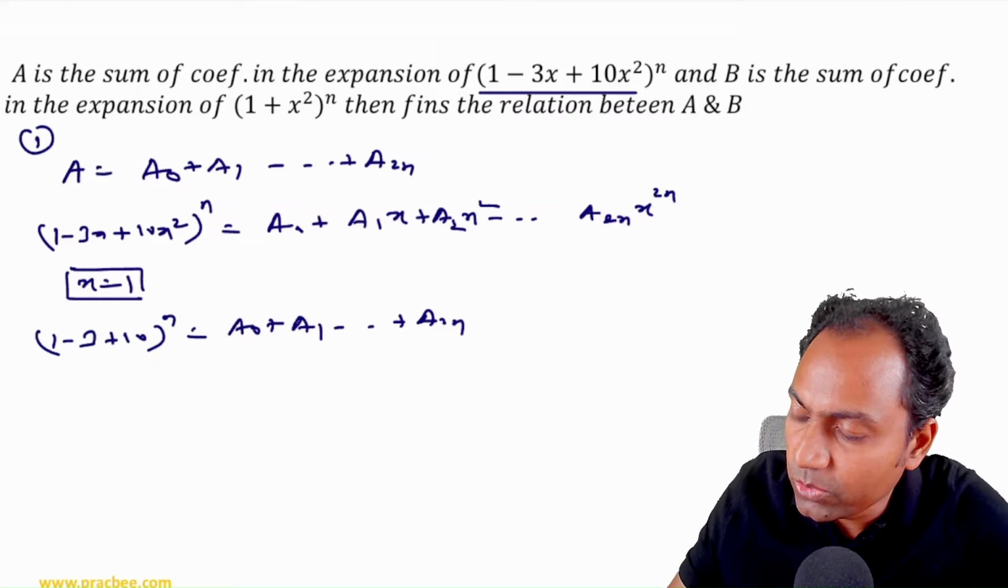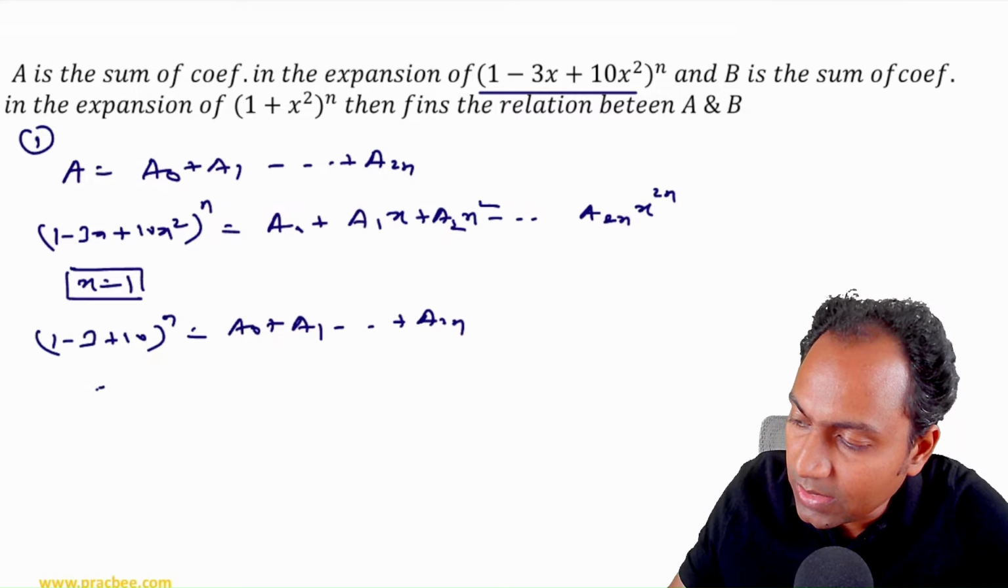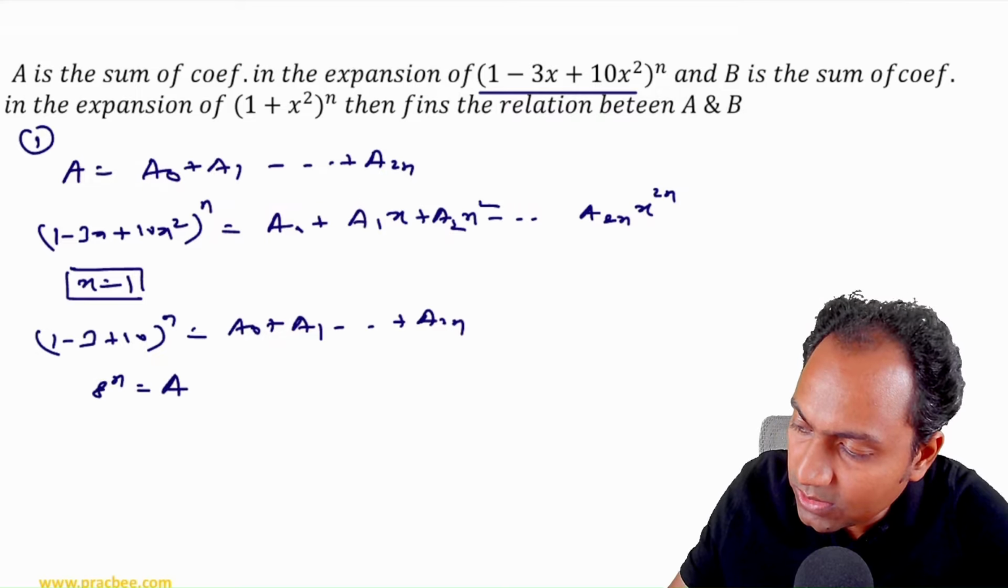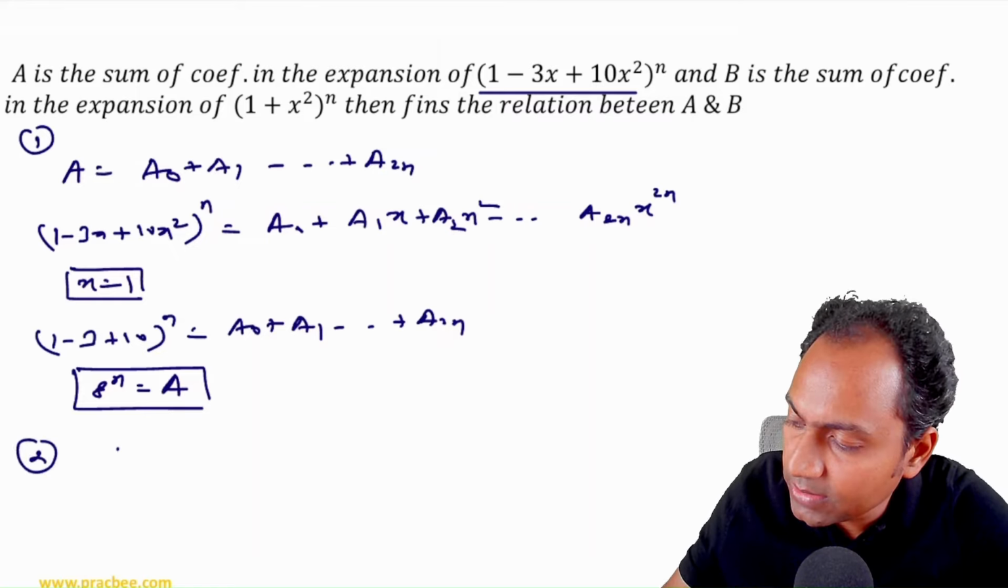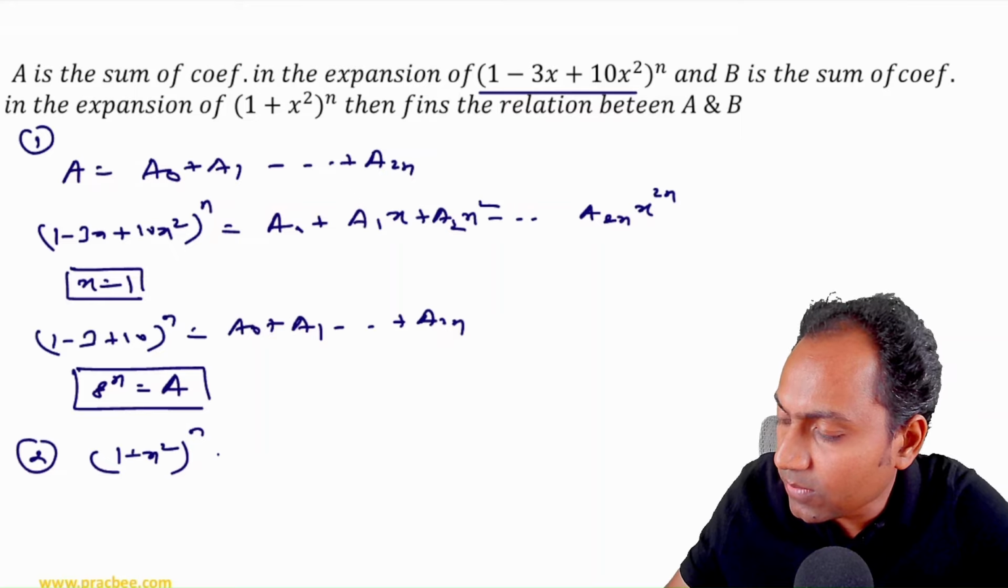And if I do this, it is 11 minus 3, which comes out to be 8 raised to the power n. So this is nothing but the value of a. The similar trick we can apply in the next part. What they're asking is 1 plus x square raised to the power n. Find the sum of all the coefficients.